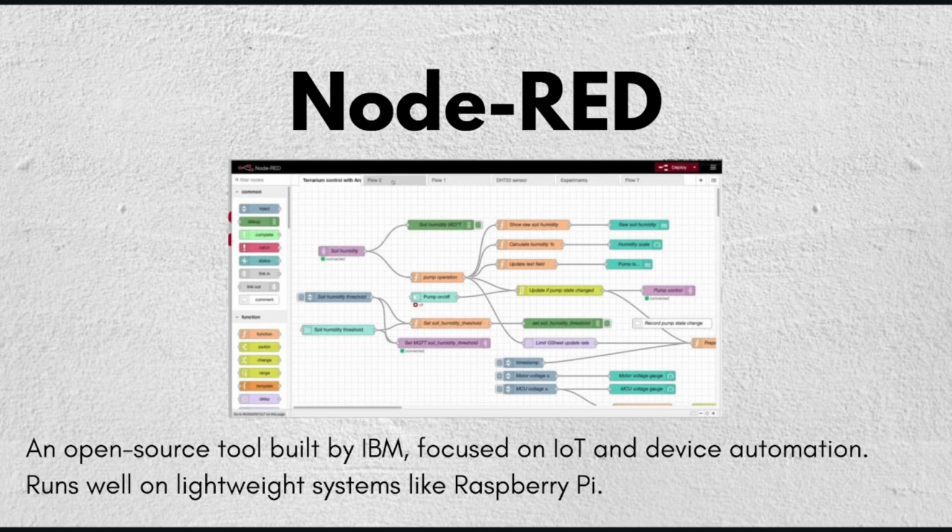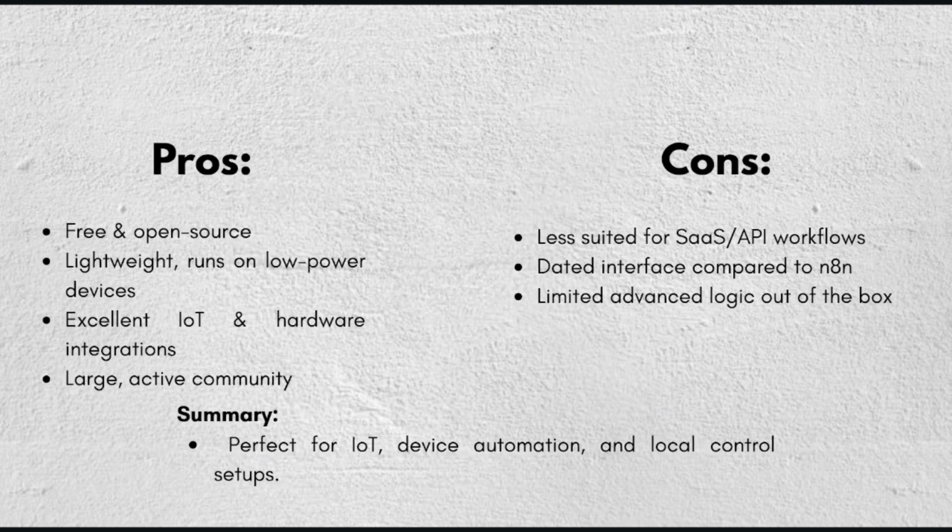Going back to Node-RED, it is an open source tool built by IBM focused on IoT and device automation. It runs well on lightweight systems like Raspberry Pi. And for the pros and cons, for the pros, it is free and open source, and it is lightweight and runs on low power devices. It also has excellent IoT and hardware integrations with a large active community.